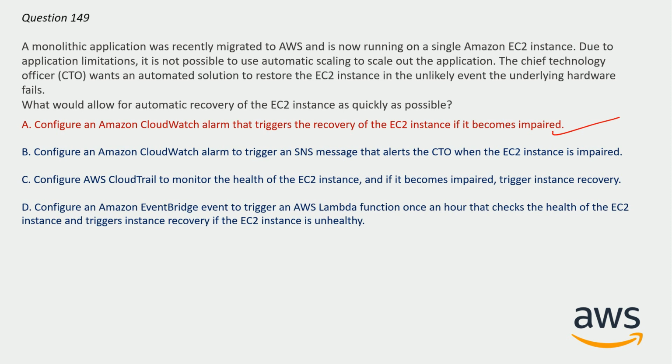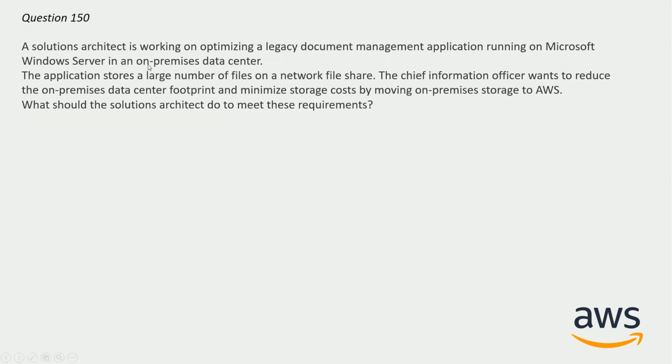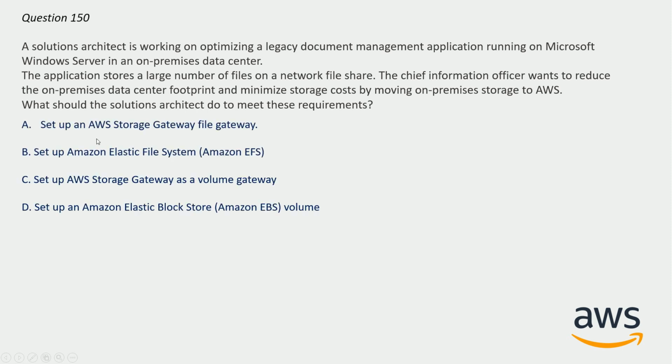And now question number 150. A solution architect is working on optimizing a legacy document management application running on Microsoft Windows Server in an on-premises data center. The application stores a large number of files on a network file share. The Chief Information Officer wants to reduce the on-premises data center footprint and minimize storage cost by moving on-premises storage to AWS. What should the solution architect do to meet this requirement? And here are the options. And the correct answer here will be option A.